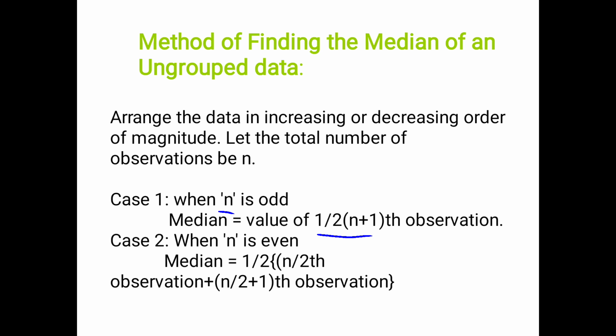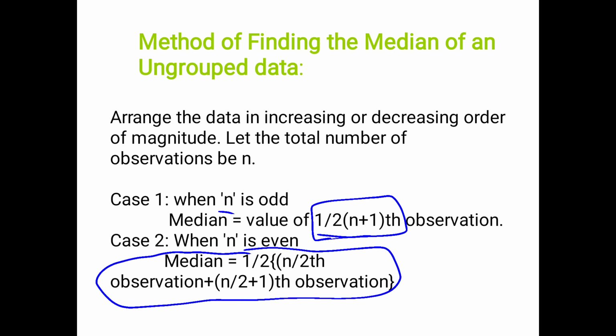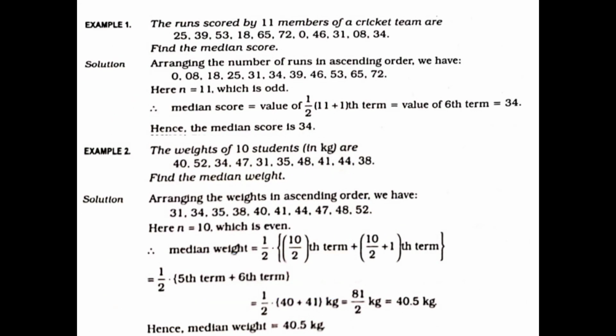So children, all the formulas you have to memorize. Suppose n is even, and we know what even numbers are. If n is even, the median is equal to the average of the n by 2 th observation and the (n by 2 plus 1)th observation. So we also have this formula. If it is odd we apply the first formula, and if it is even we apply the second formula. Children, are you clear? Using that formula we are going to learn one example. See here.